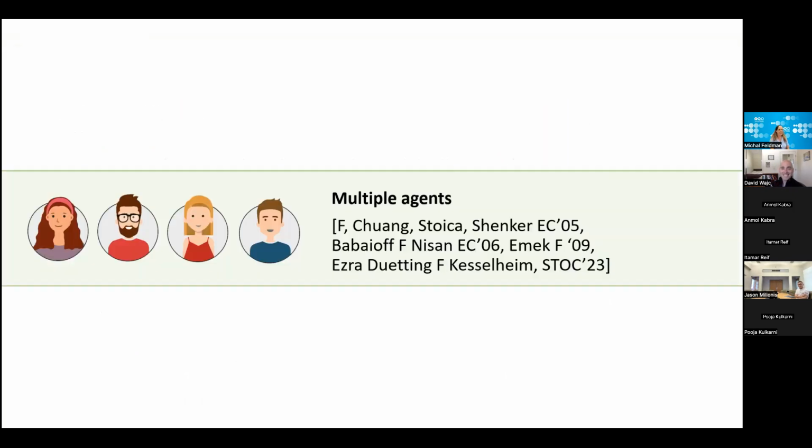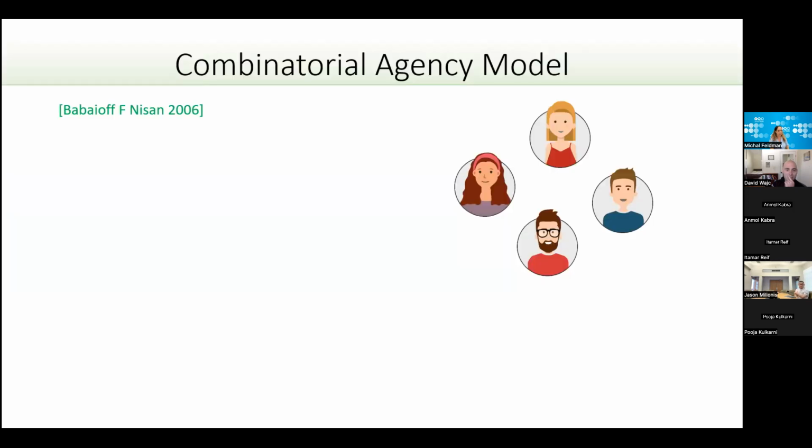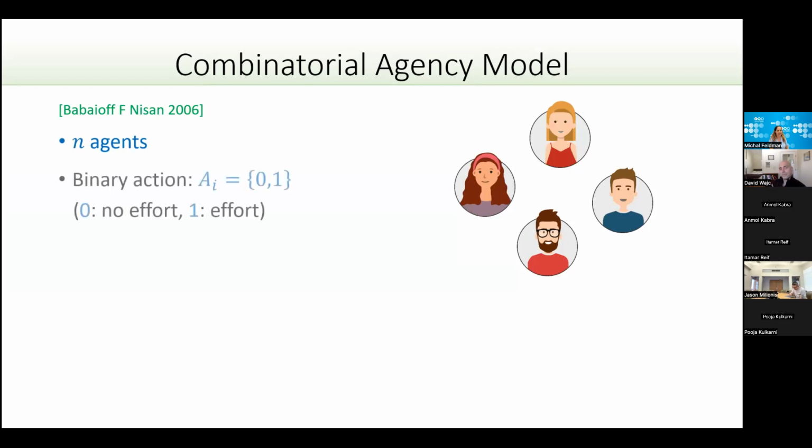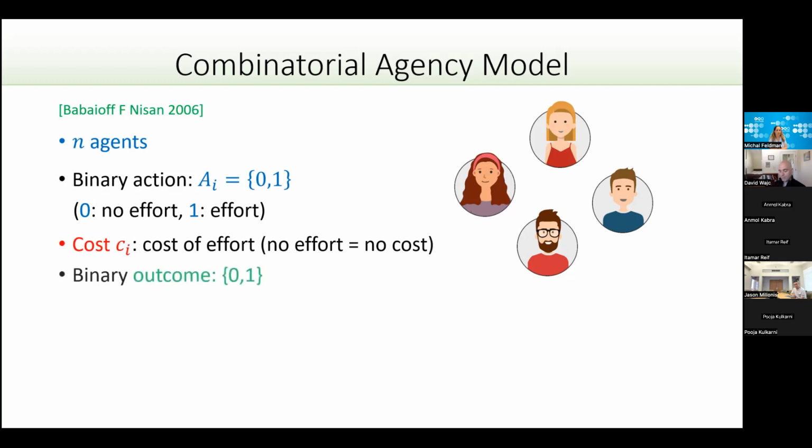Good. Okay, so let me tell you a bit about multiple agents. So again, this is a very similar model to before with a slight complication, and now the complication comes from the number of agents. So now we have n agents. As I said before, we complicate one thing, we have a team of agents, so let's simplify the other things. Every agent has just a binary action, either exert effort or not. So A_i is the set of actions of agent i: no effort is 0, effort is 1. The cost of effort for agent i is c_i, and it's 0 for no effort.